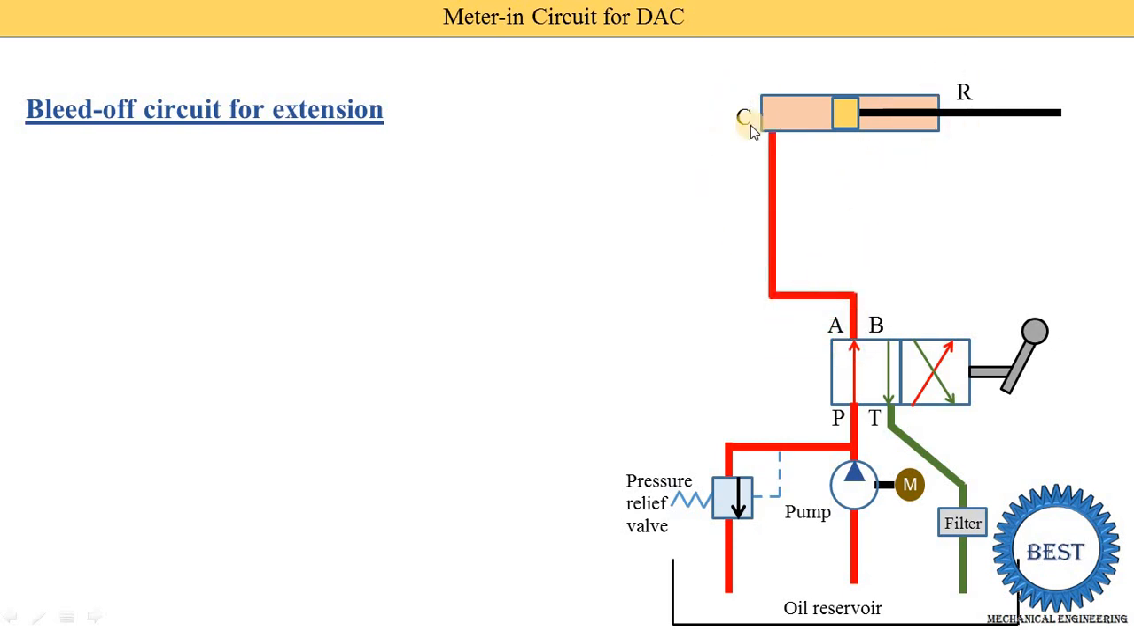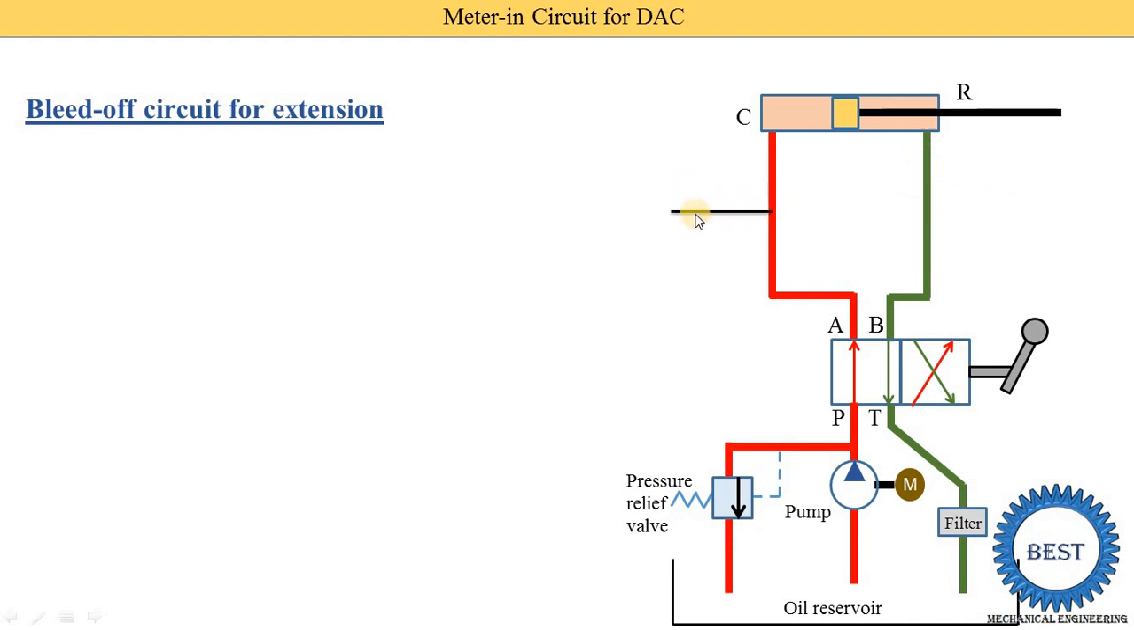So the A port is connected with the cap end port, and the B port is connected with the rod end port R. Now we are studying the bleed-off circuit for extension. Earlier we studied that during extension or retraction, we provide the bypass line at the inlet of the stroke. So during extension we know that the cap end port is the inlet, so we need to provide the bypass line on this line. And during retraction, this is the inlet, so during retraction we provide the bypass line on this side.